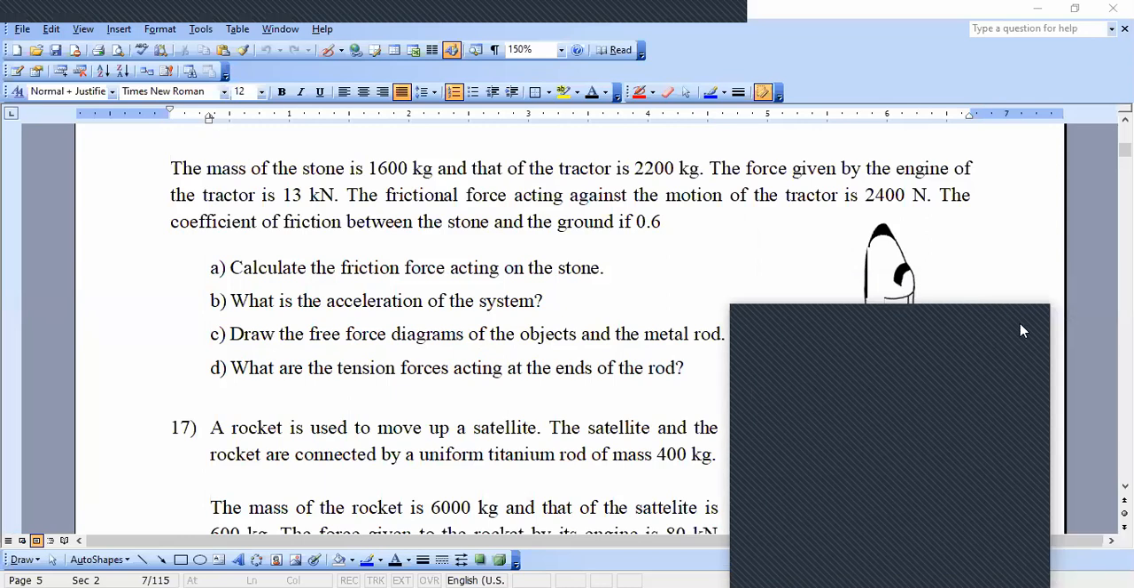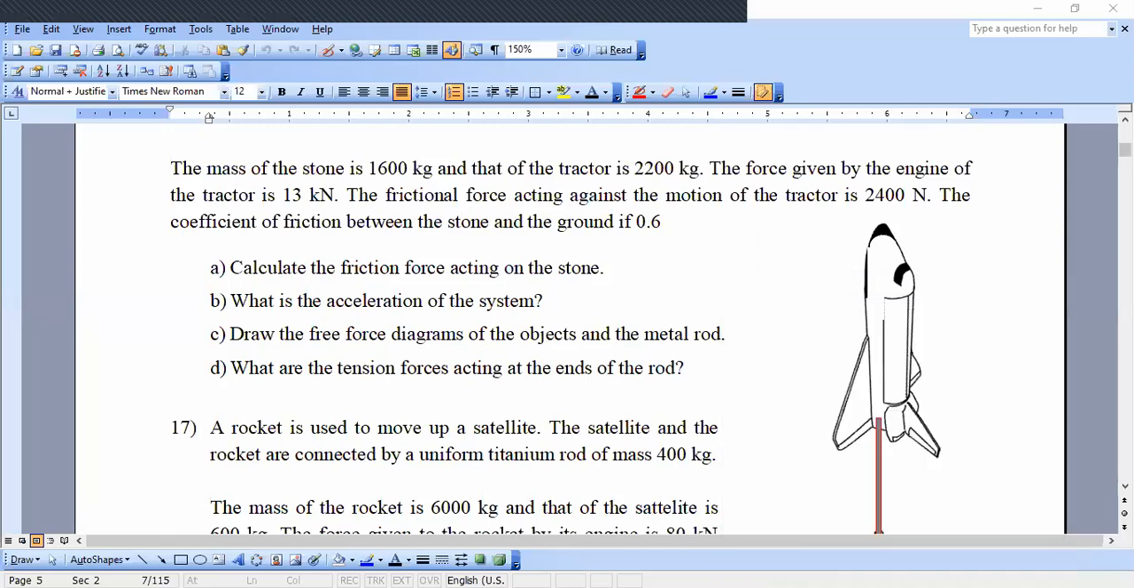The mass of a stone is 1600 kilograms and that of the tractor is 2200 kilograms. The force given by the engine of the tractor is 13 kilonewtons. The frictional force acting against the motion of the tractor is 2400 newtons. The coefficient of friction between the stone and the ground is 0.6.